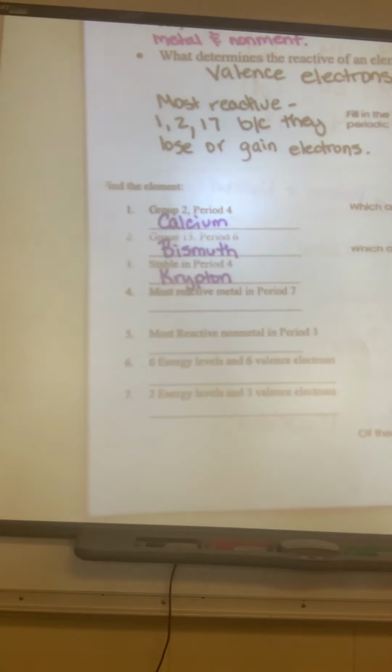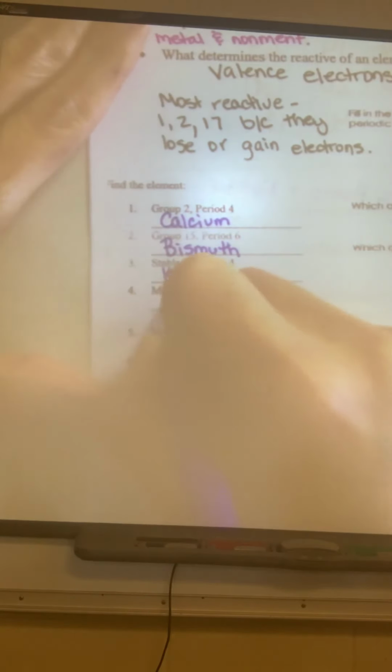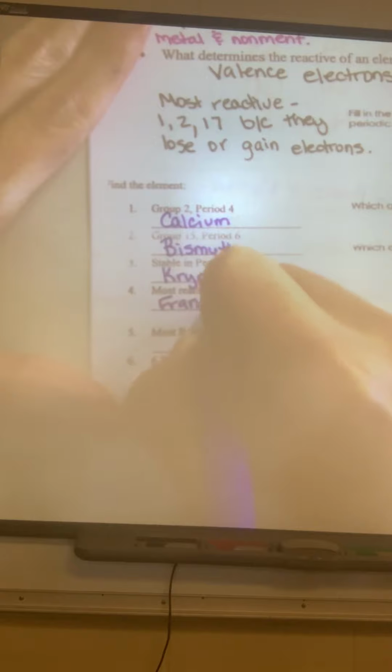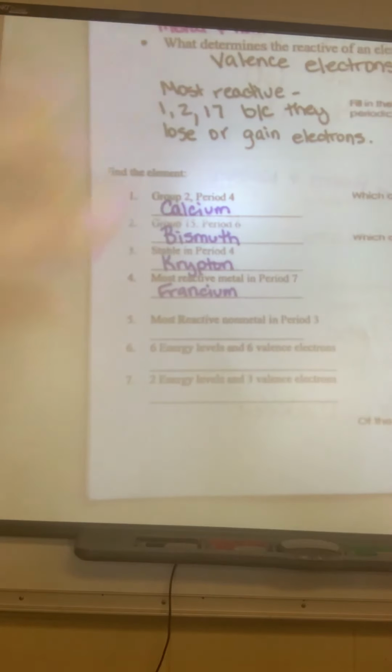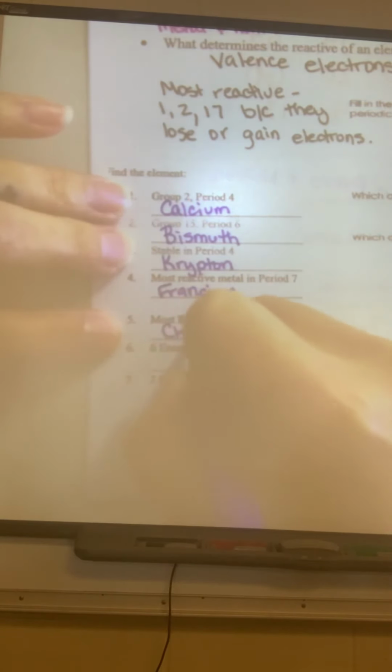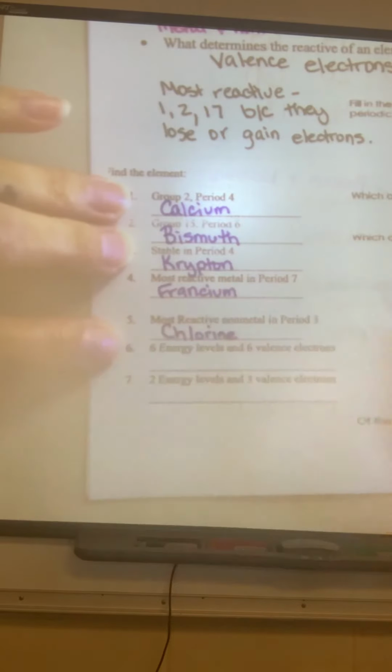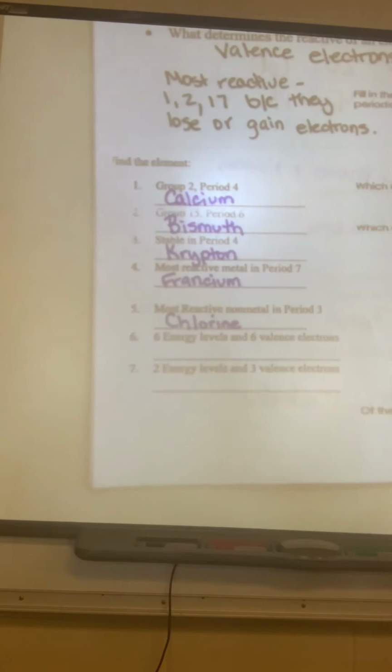Most reactive metal. So what group is it in? It's the most reactive metal, group 1. Period 7. Who am I? Francium. Most reactive non-metal would be in group 17. Chlorine. Period 3. Chlorine.